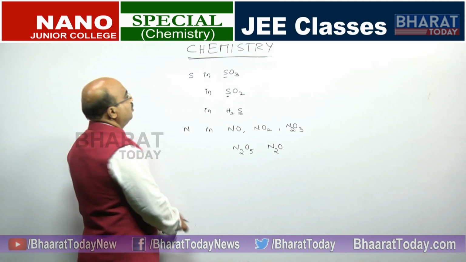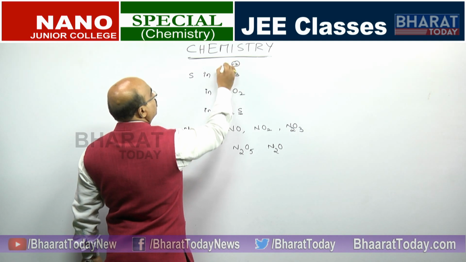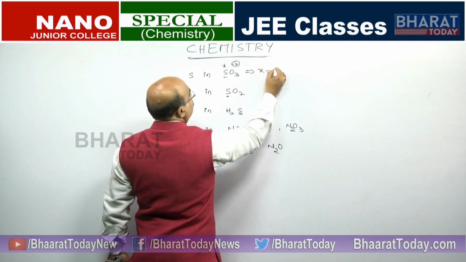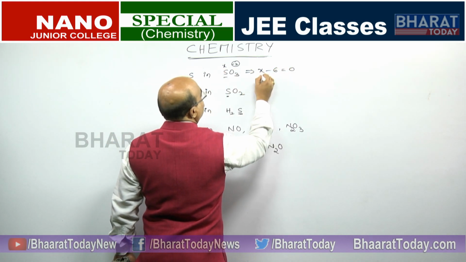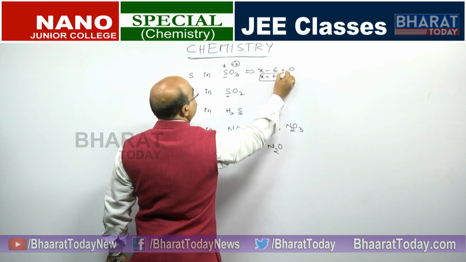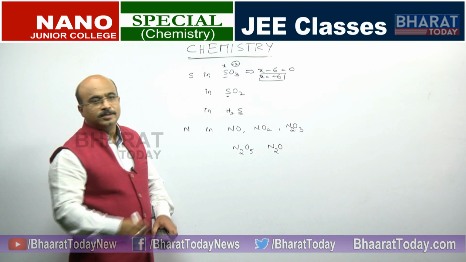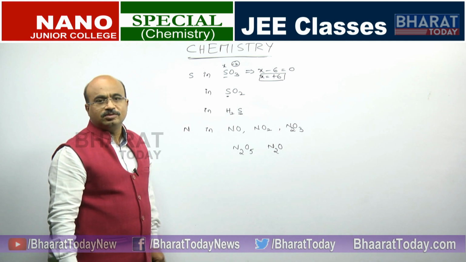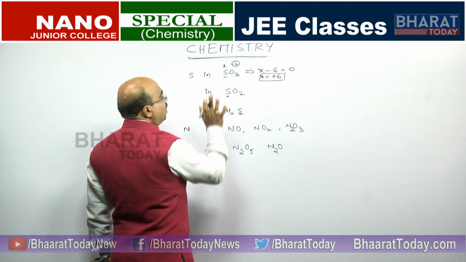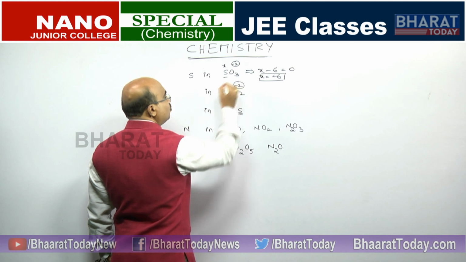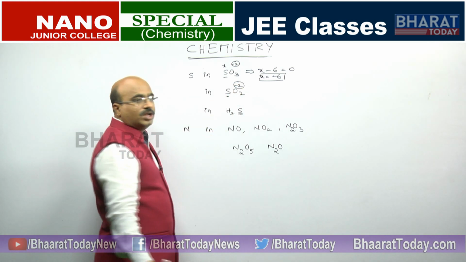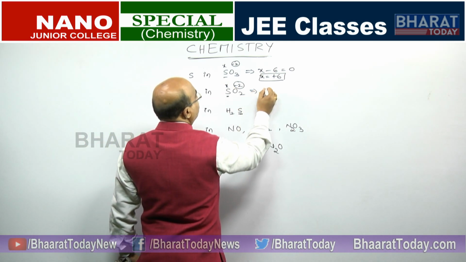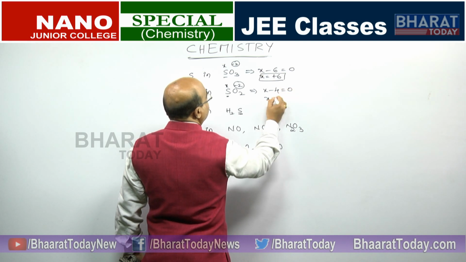Now, oxygen is -2, and sulfur is X. So X minus 6 is equal to 0, and the oxidation state of sulfur is +6 here. Why I gave SO2 is that you should think about this O2 whenever it comes. It is not a peroxide again, so it is -2, because sulfur does not belong to a 1A or 2A element. So X minus 4 is equal to 0, X is equal to +4.